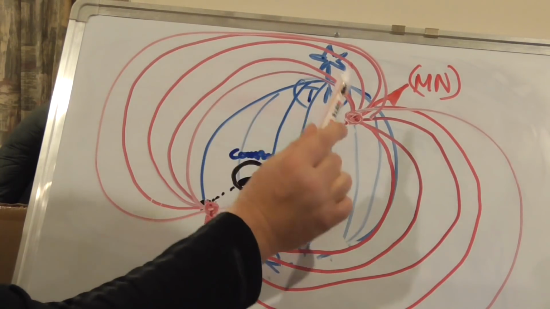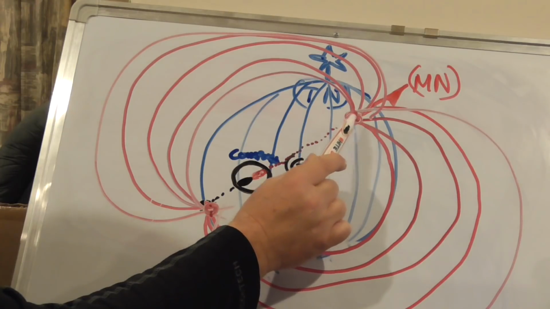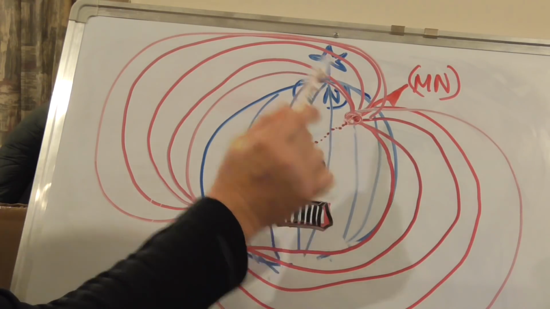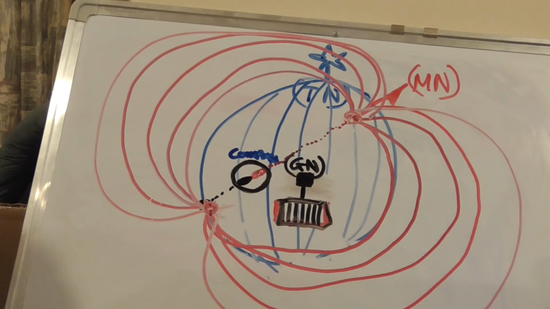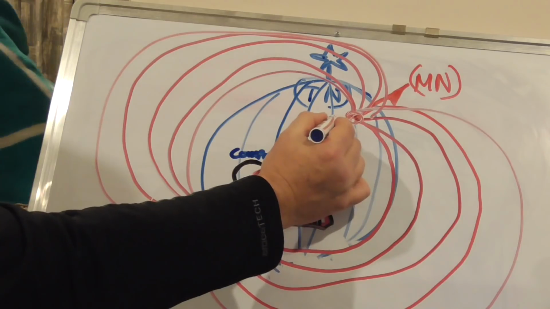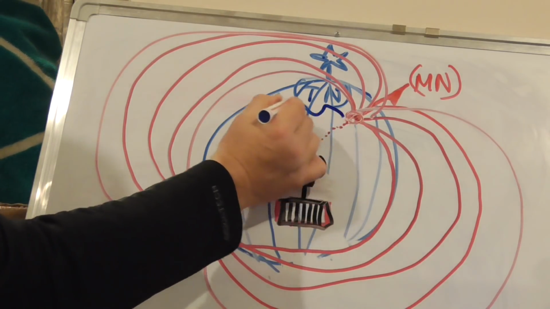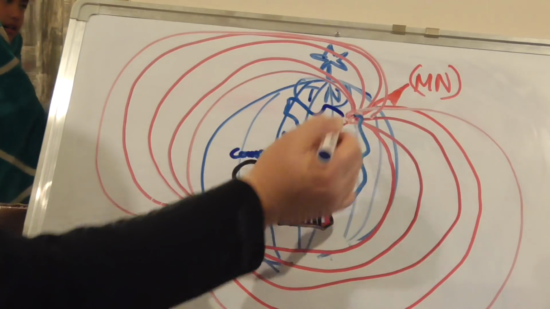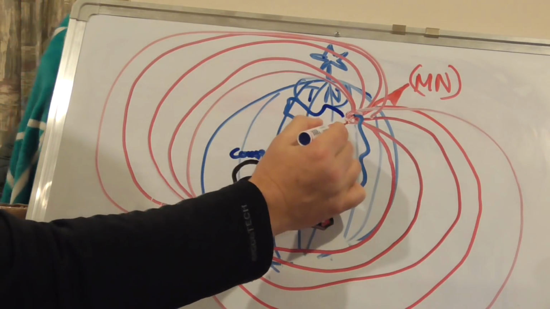Now, something to understand about magnetic north. This magnetic north point moves. It doesn't stay in the same place. Originally, if you imagine that this picture I'm doing here is Canada. Imagine this is Canada up here.